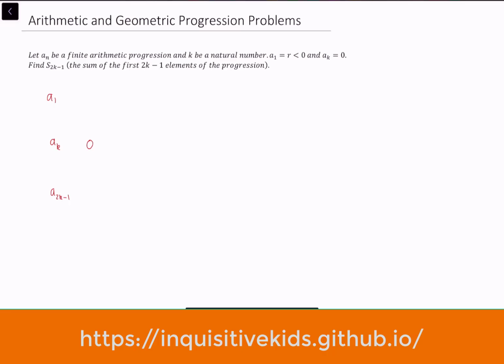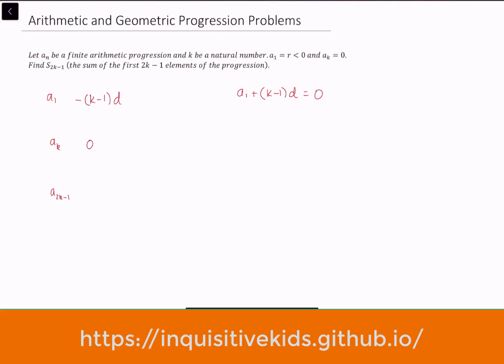Well, in order to get to ak, you had to start from the first term, right? So it had to be a sub 1 plus a k minus 1 amount of common differences to get to 0. So a1 must be equal to negative k minus 1 times d.